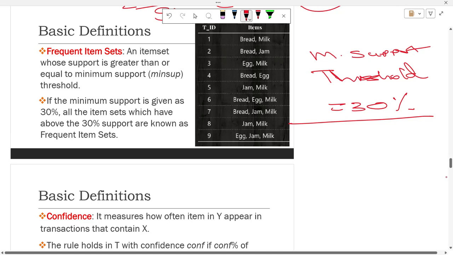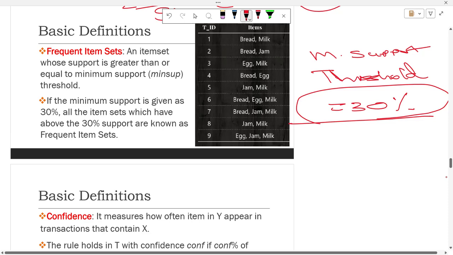The minimum support threshold value is defined by the CEO of the company or the top level management. How do they define this 30%? They have some percentage they are planning to provide as a promotion, or a percentage by which we provide benefits to the customers. Depending on that, they will define these 30%. So the minimum support threshold value is defined by the top level management of that organization.